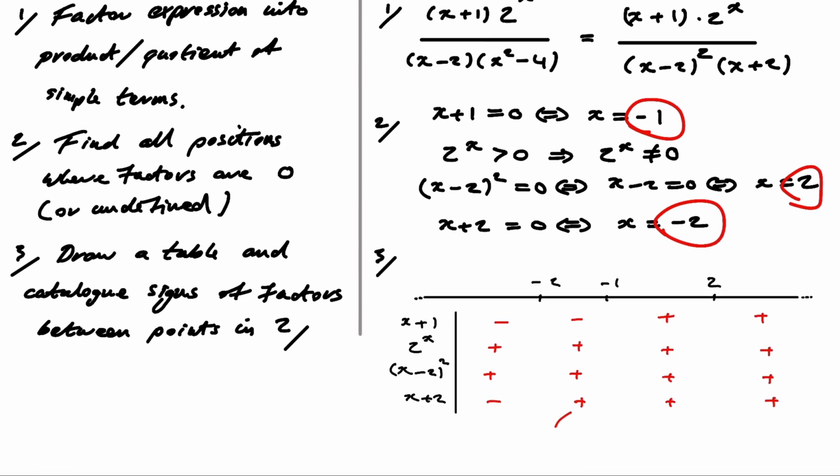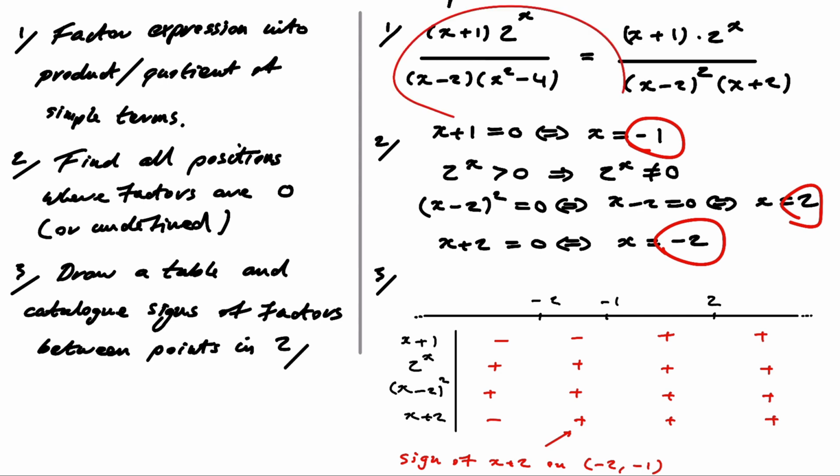So these are all the signs of these factors. Just as an example, this represents the sign of x plus 2 on the interval minus 2 to minus 1. So now what have I got to do? Well, I know my expression up here is a product and quotient of all of these. And if I'm taking products and quotients of expressions, I can determine the sign by looking at how many negative terms there are. The positive terms aren't going to affect anything, but the negative terms could. So if I have an even number of negative terms, that has to give rise to a positive value.